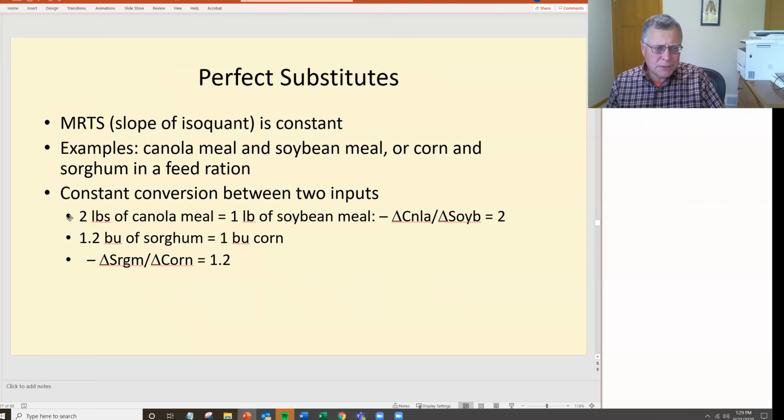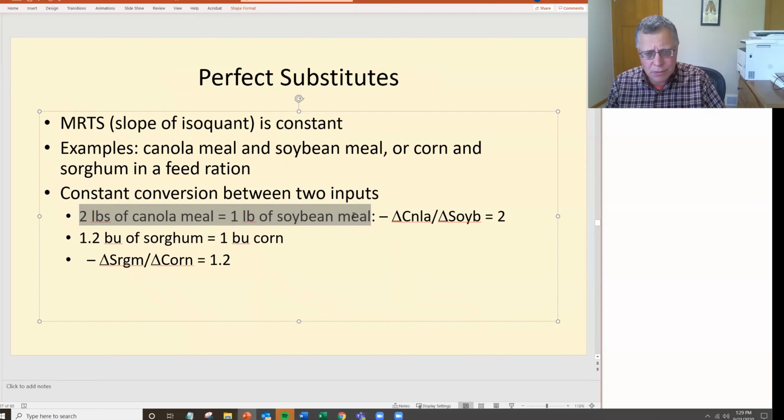So I've gone through this one verbally already, these perfect substitutes. You just have to know the conversion factor. Is 2 pounds of canola meal equal to 1 pound of soybean meal? I have no idea if that's true. I just made it up. But the slope of the isoquant is the change in canola over the change in soybean. Put a minus sign in there. It's going to be 2. You cut back on soybean meal by 1 pound, you're going to need 2 pounds of canola meal, or whatever the conversion factor is. Each animal might be different.